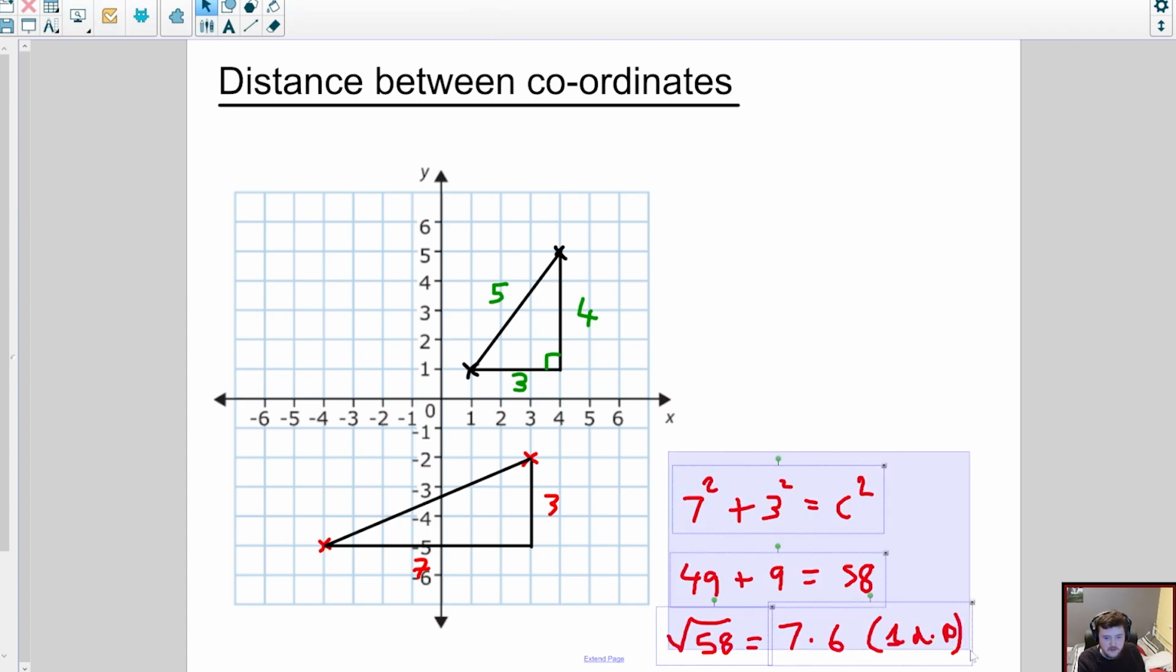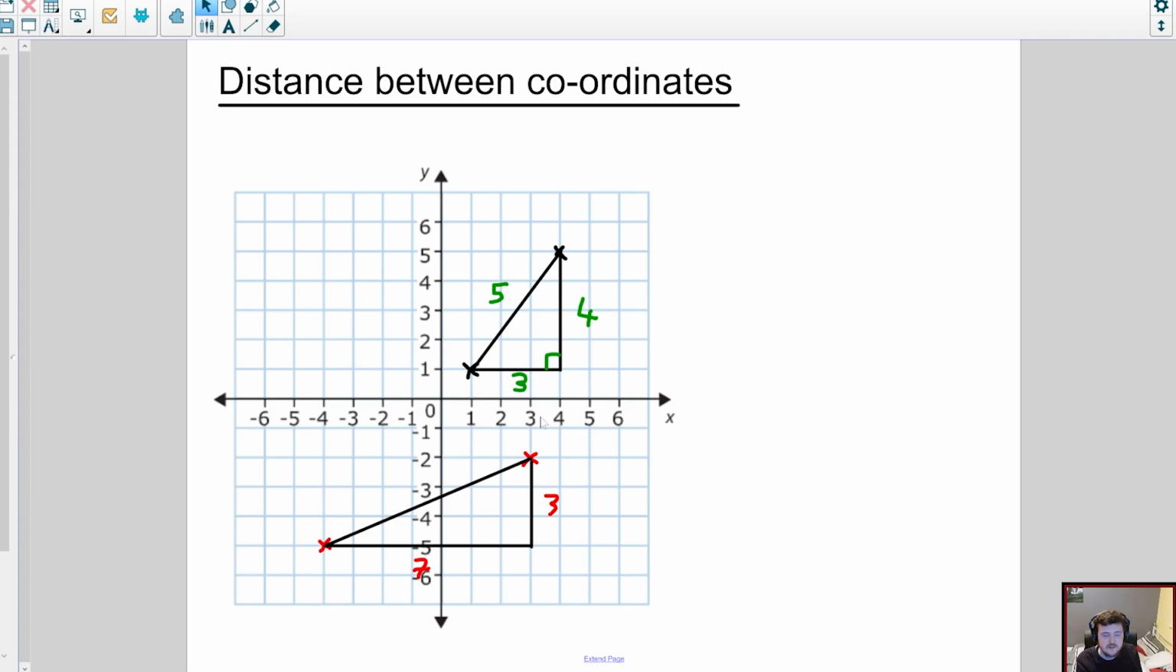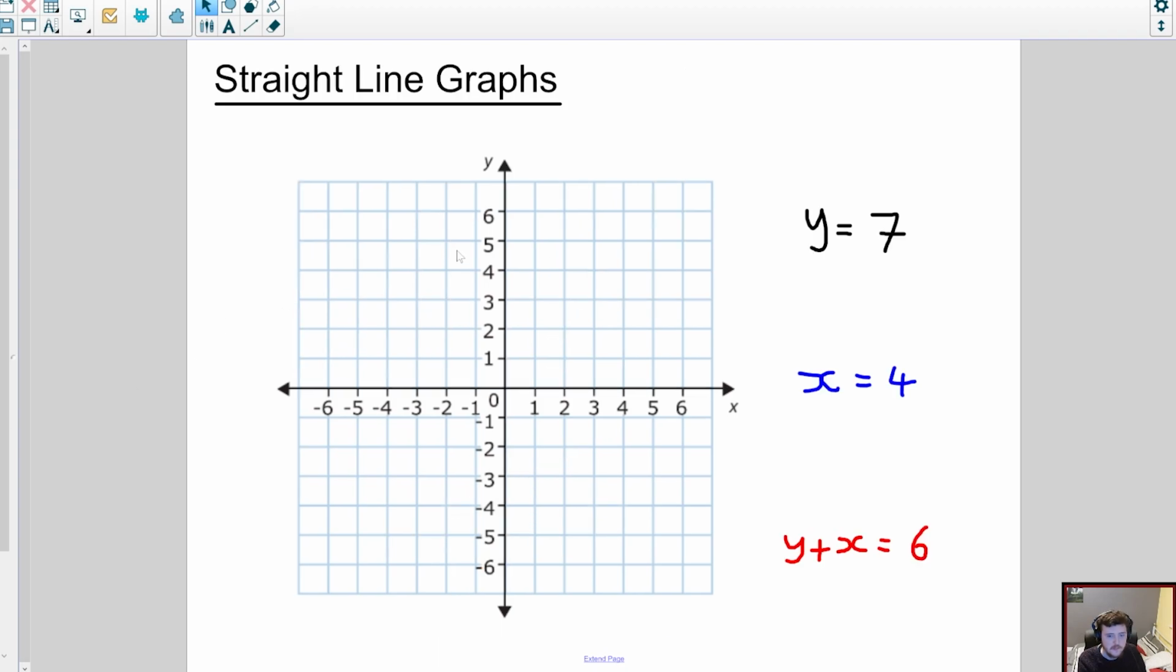Okay, so that is measuring the distance between coordinates. If you see that phrase and you know you've got 2 points, you're going to make a triangle out of them. Okay, so now we've got straight line graphs. We'll start with the fairly straightforward ones.